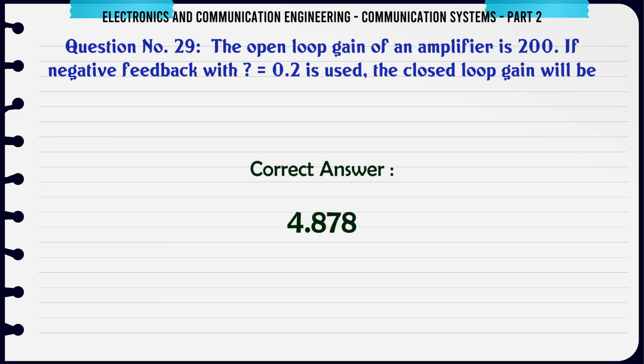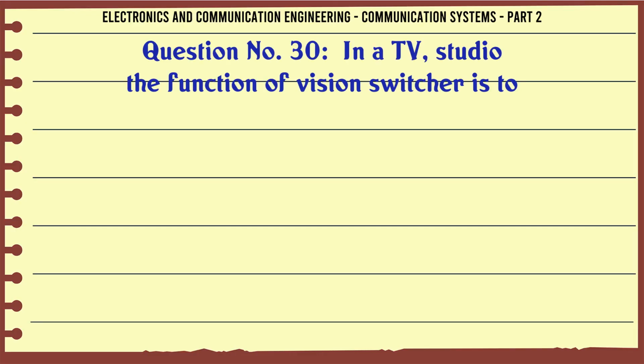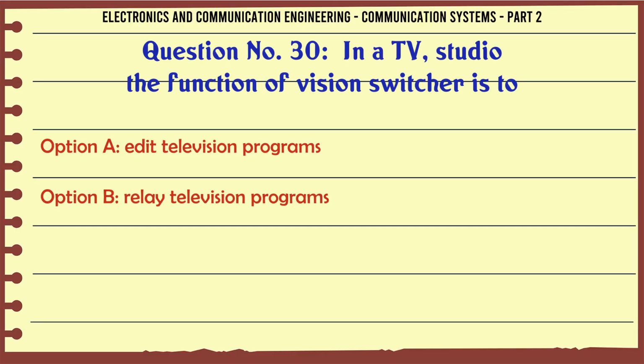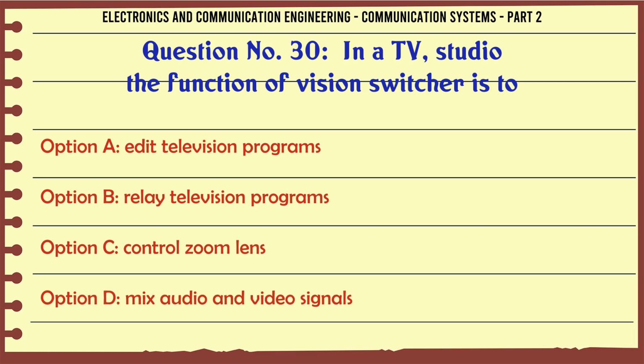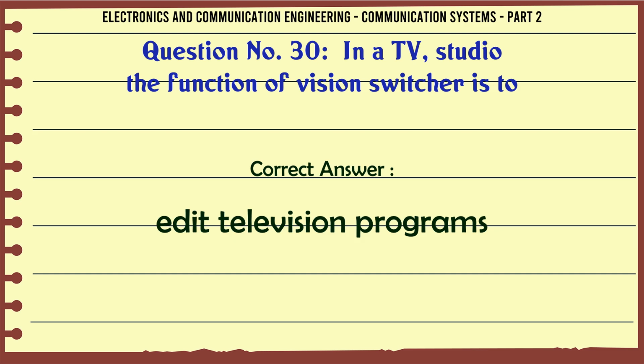4.878. In a TV studio, the function of vision switcher is to A. Edit television programs. B. Relay television programs. C. Control zoom lens. D. Mix audio and video signals. The correct answer is Edit television programs.